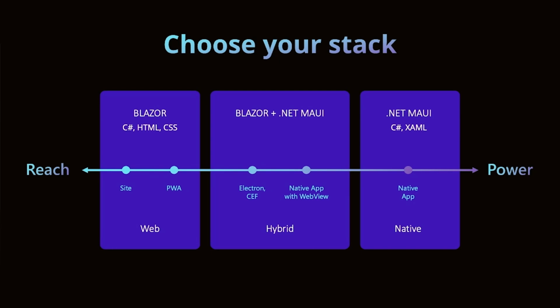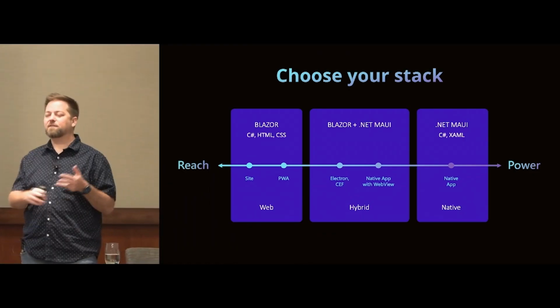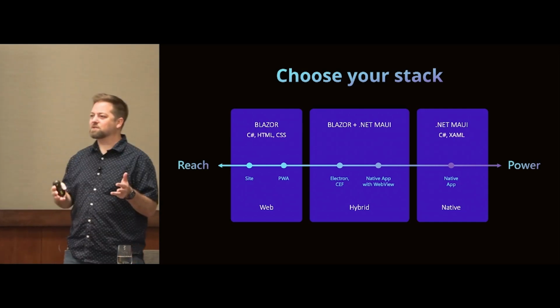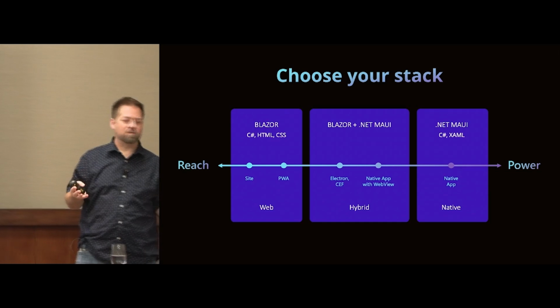And so what you get in a Blazor Hybrid scenario is you get all the native access to the devices that you get with MAUI. So you've got your accelerometer, your sensors, your file system, your notifications on the device, whether it's in the Windows status bar or it's a mobile push notification, that sort of thing.